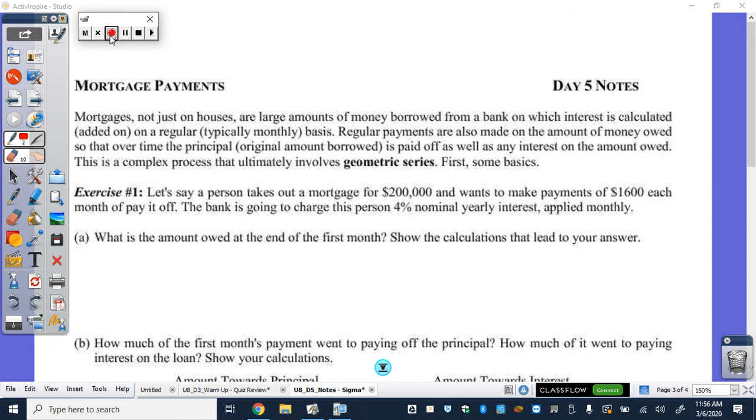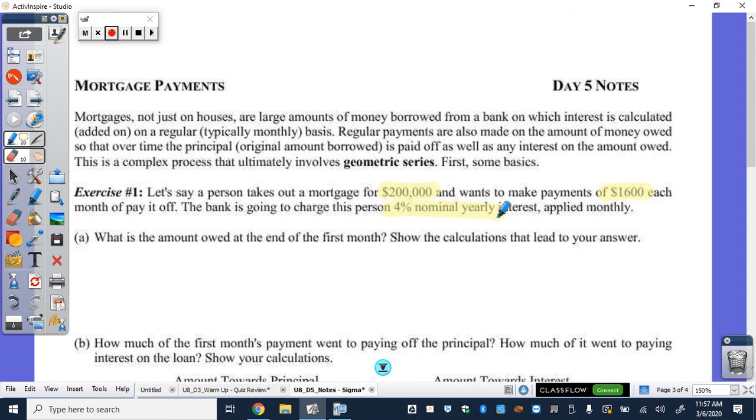So let's say a person takes out a mortgage of $200,000. They're going to make monthly payments of $1,600, and the bank's going to charge them a yearly interest rate of 4%, which actually is pretty accurate right now. It's about 4% interest on a mortgage right now.